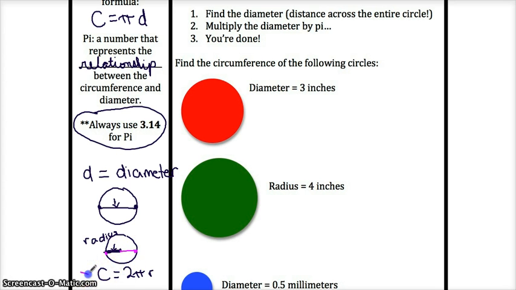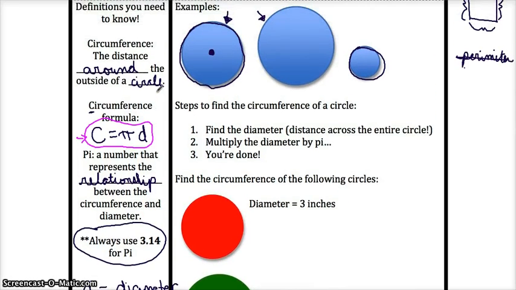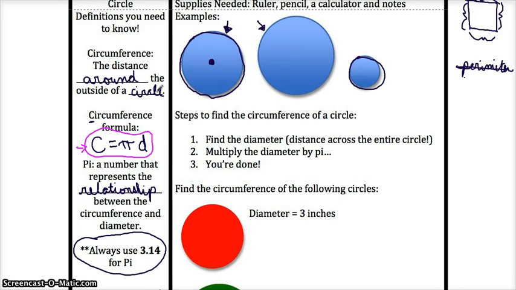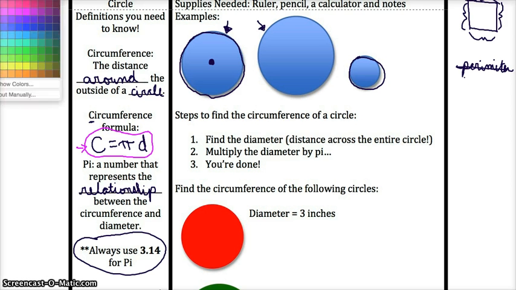So some people use this formula for circumference. I just prefer this formula. They both get you the same answer, but this has fewer variables in it, and it's easier for me to remember. All right, so let's go ahead and talk about the steps on how to find the circumference of a circle. There's only two. It's really simple. I hope that you find it simple as well.